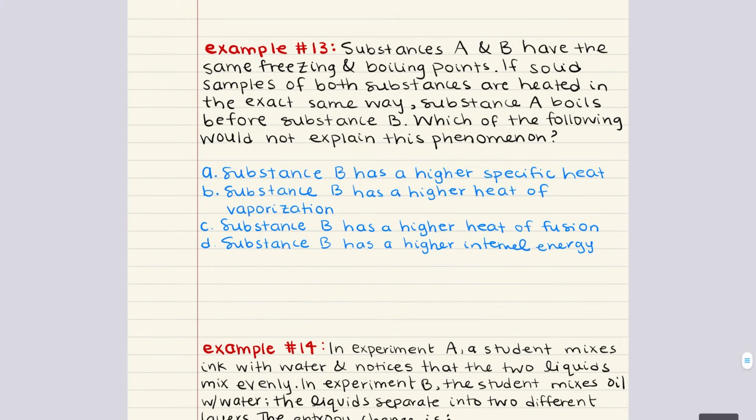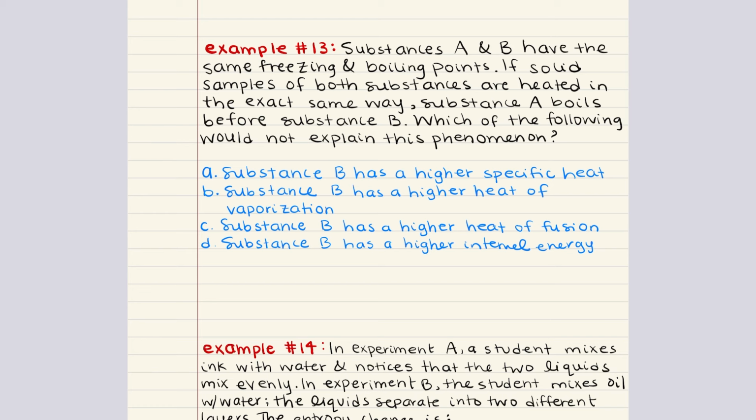Problem 13 says substances A and B have the same freezing and boiling points. If solid samples of both substances are heated in the same exact way, substance A boils before substance B. Which of the following would not explain this phenomenon?